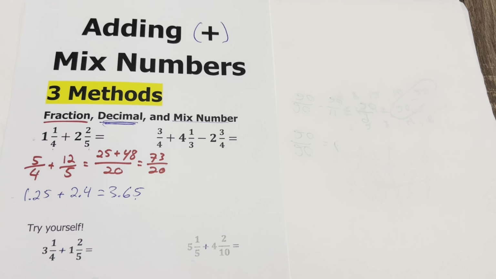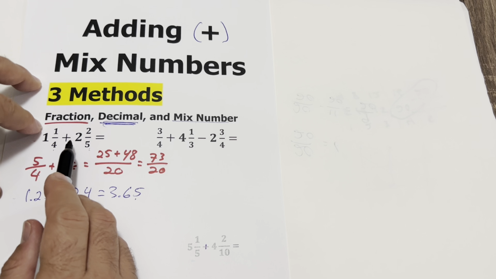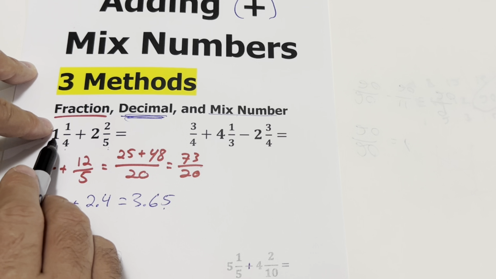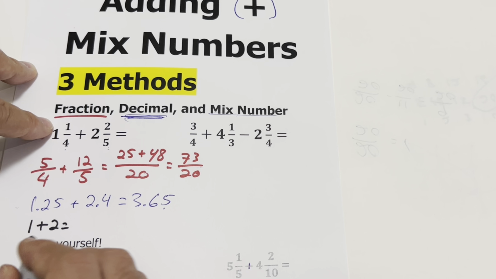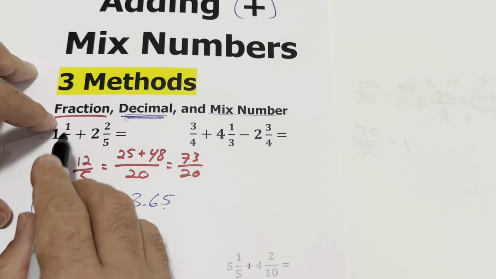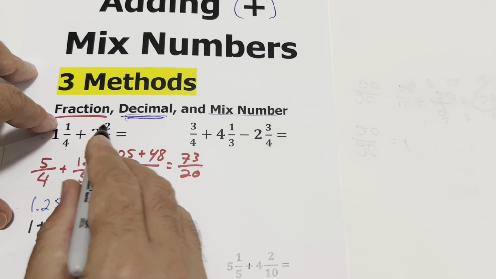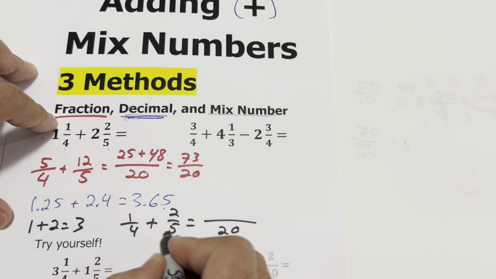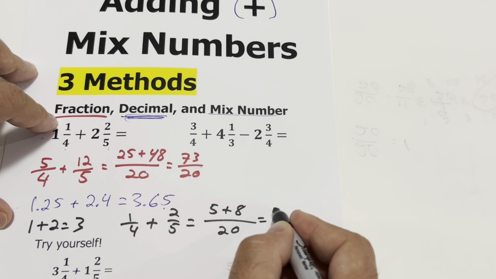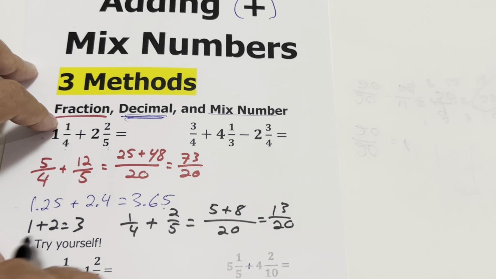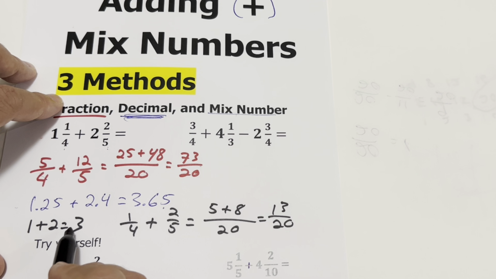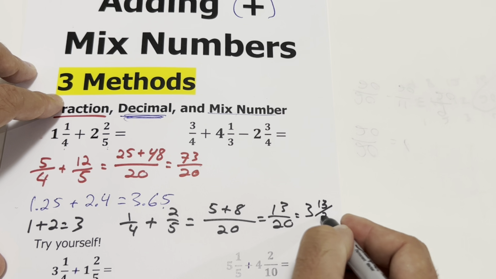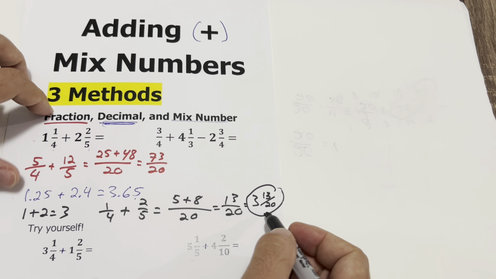So I'm using a different color, so you don't get confused. What I do as a mixed number is a combination of using the whole number and using the fractions. 1 plus 2 is 3. So that's like kindergarten math. And now 1/4 plus 2 over 5. So LCM, common denominator is 20. So cross multiplication here. So 5 plus 8, and that will be 13 over 20. So the answer for this one will be 3 and 13 over 20. Okay, that's the answer as a mixed number.